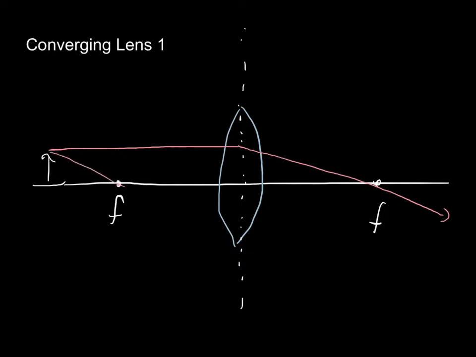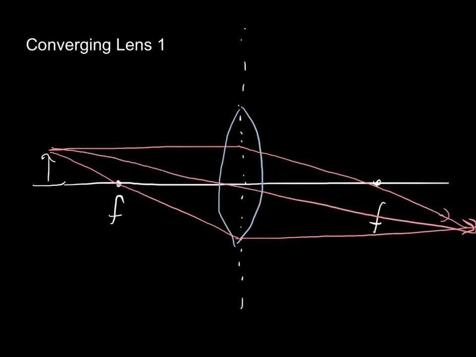I can draw light that goes through the focal point on this side and hits the lens, and then that is going to be refracted parallel. And then I can also draw a light ray that goes through the center of the lens. And if I've drawn this all well, especially with a ruler, all that light should converge on a single point here. And so by drawing those lines, I now know that the image that's formed is going to be here and inverted. So this is what we call an inverted image.